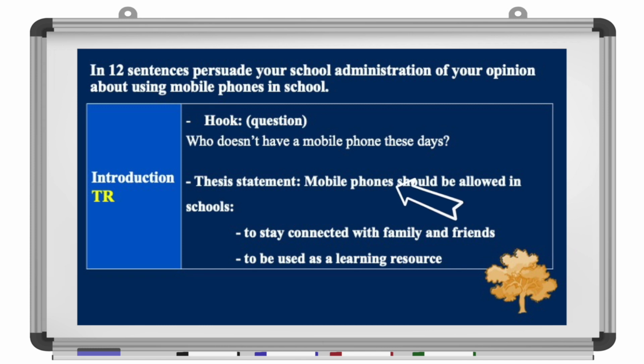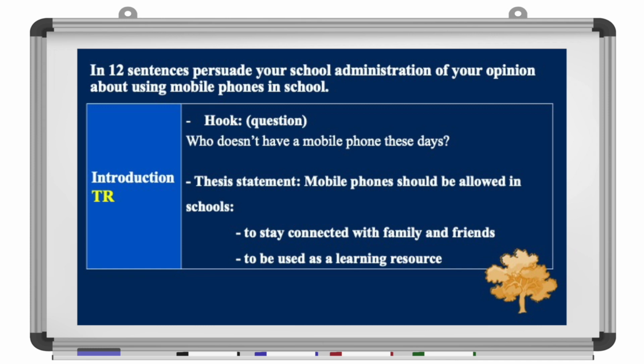For example, I will say, mobile phones should be allowed in schools for two reasons. To stay connected with family and friends, and to be used as a learning source. So when the person I'm writing for reads my thesis, they will understand that I stated that I'm with this topic. I want the mobile phones to be allowed in school. It's clear and stated. And then I gave them focus to the main ideas that I will discuss throughout this essay, which are the reason number one is to stay connected with your family and then use the mobile phone as a learning source.